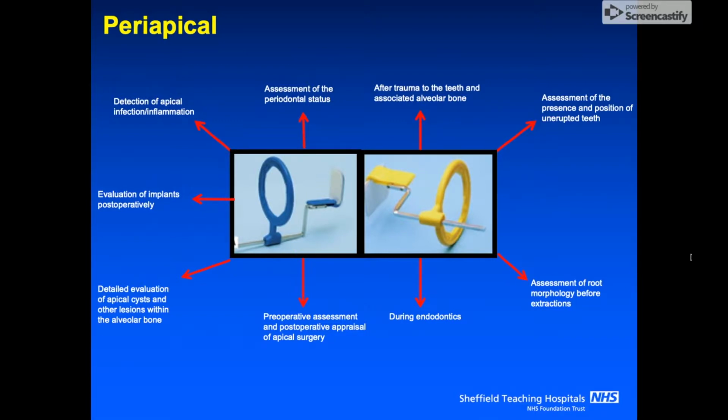The main clinical indications for periapical radiography include detection of apical infection and inflammation, assessment of the periodontal status, after trauma to the teeth and associated alveolar bone, assessment of the presence and position of unerupted teeth, assessment of root morphology before extraction, during endodontics, preoperative assessment and postoperative appraisal of the apical surgery, and detailed evaluation of apical cysts and other lesions within the alveolar bone. And finally, evaluation of implants post-operatively.